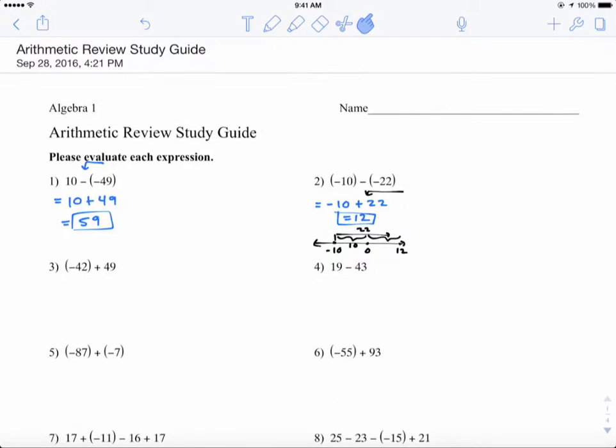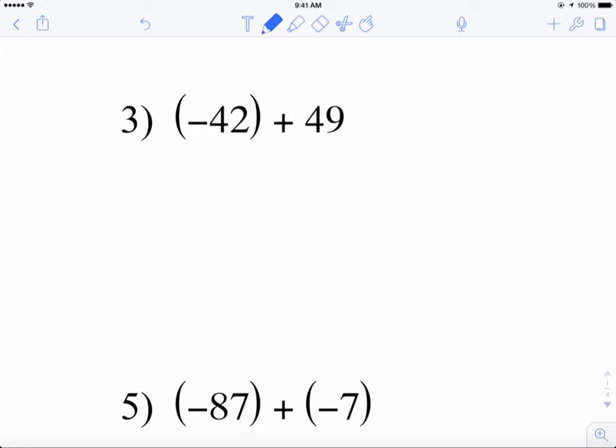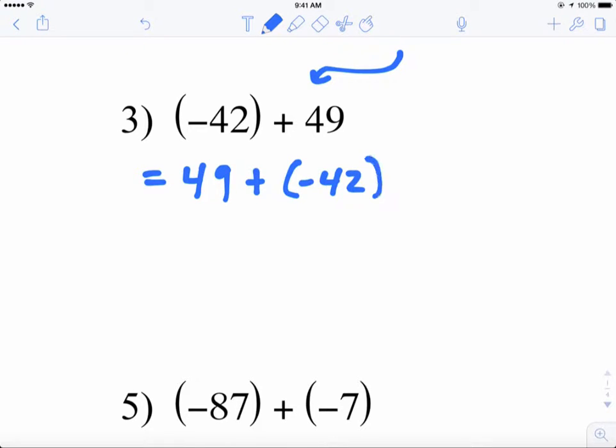All right. Negative 42 plus 49. You can think of this in the context of a number line. I also love to use the commutative property of addition to actually just rewrite this as 49 plus negative 42, or even more simply, 49 minus 42, also known as 7.